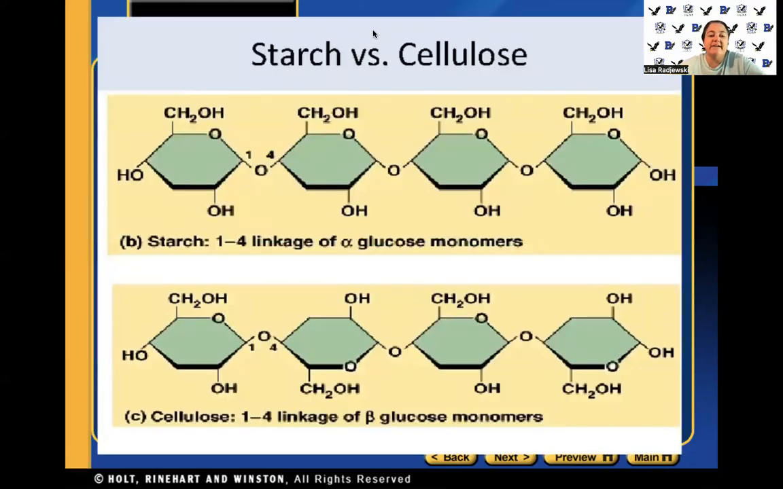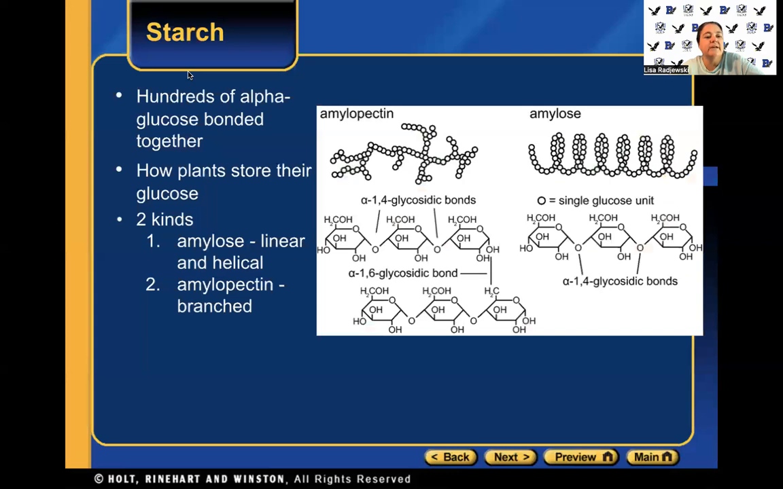All right, the next polysaccharide that we're going to learn about is called starch. So here's cellulose down at the bottom. And see, you got an alpha pointing downward, beta, alpha, beta. But now we're going to do starch. So it's a little bit different. Notice it's alpha, alpha, alpha, alpha. This orientation is a little bit different than originally what I showed you what an alpha glucose is. All right, so starch. Starch are hundreds and hundreds of alpha glucoses bonded together. And this is found in plants. Plants store their glucose, so glucose is stored as starch in a plant.